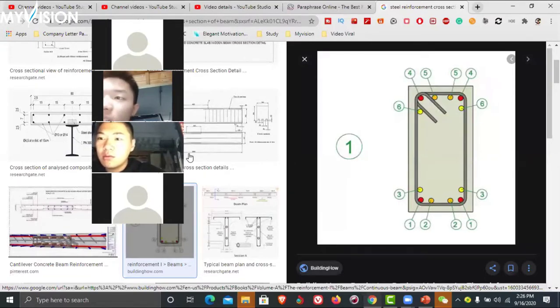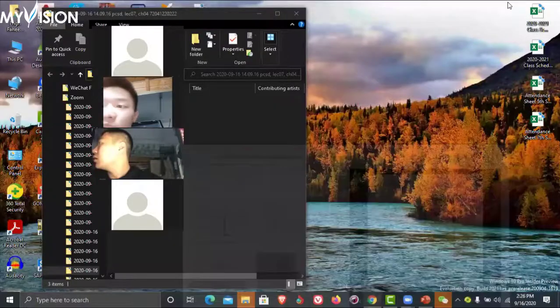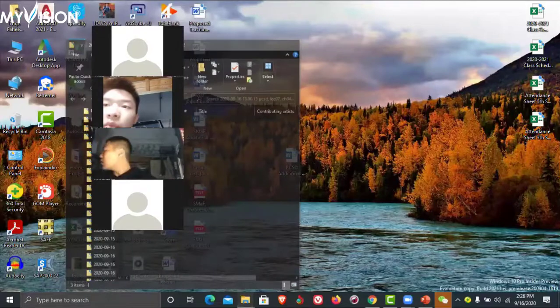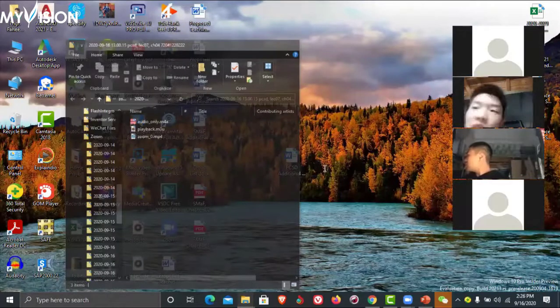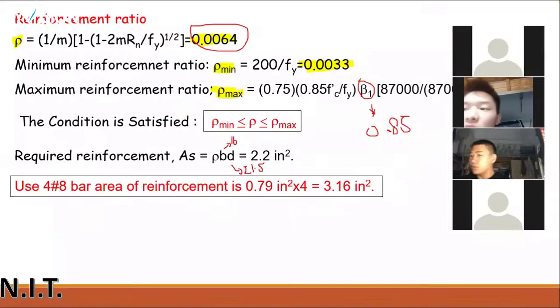Yes, I see. Thank you. Okay, no problem. And one more thing I want to explain: the last step of this first part of the question, how can we select the bars? We have calculated the area of steel, which is equal to 2.2 inch square.